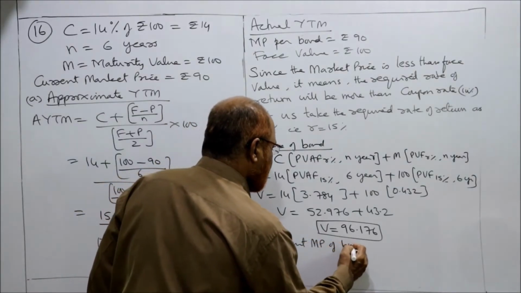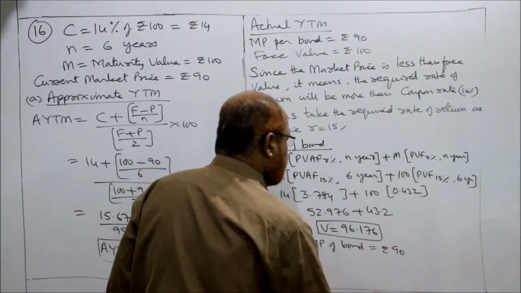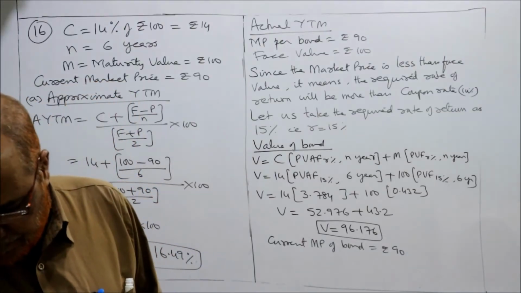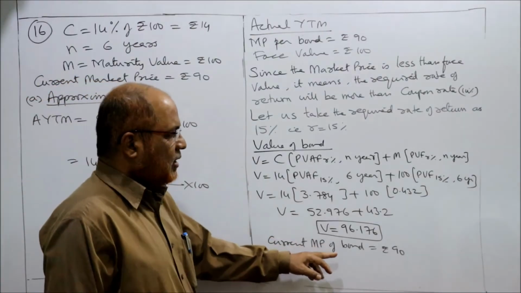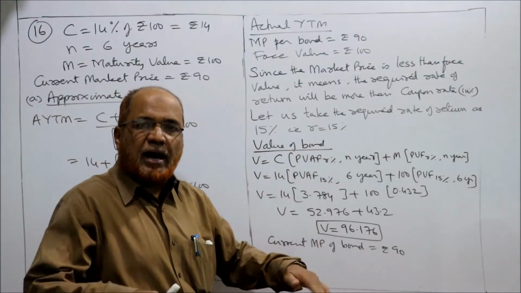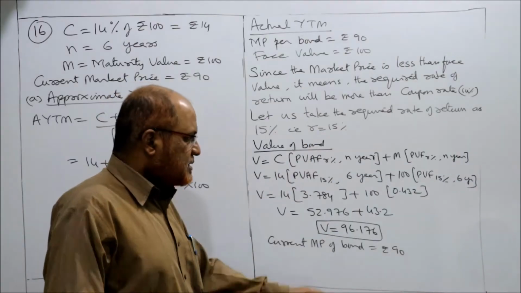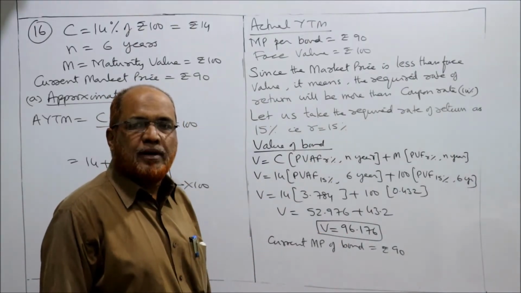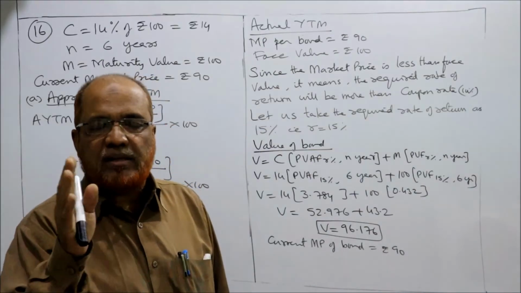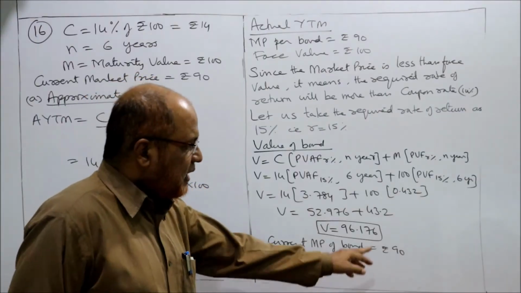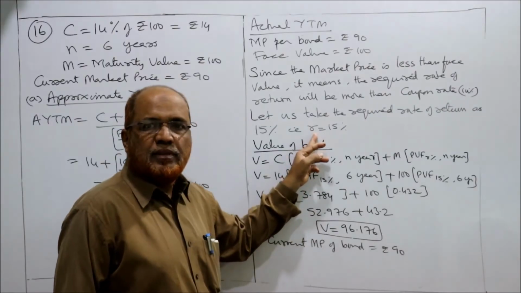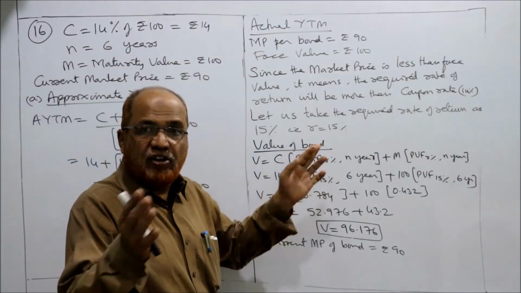Current market price of bond is rupees 90. See here, at 15% we got the value of the bond is 96.176. हम अंदाजे पे 15% लिए तो 96.176 आया. Actually, YTM is that rate at which the present value and the market price both should be equal. ये दोनों अगर equal हो जाते तो फिर ये 15% YTM हो जाता. This 15% will become YTM if both are equal.